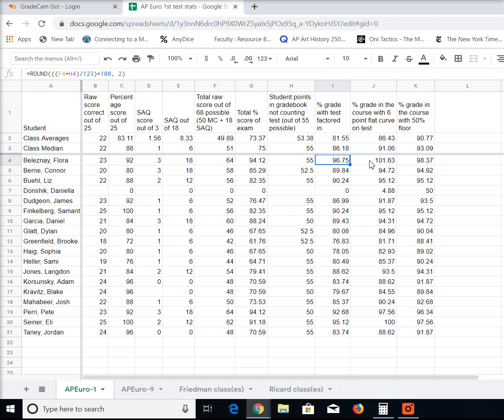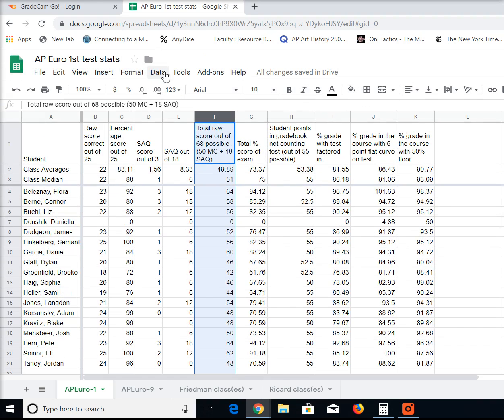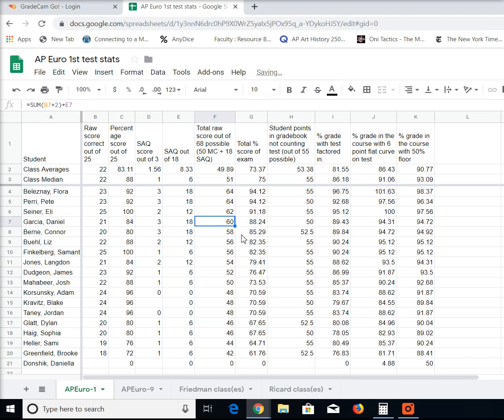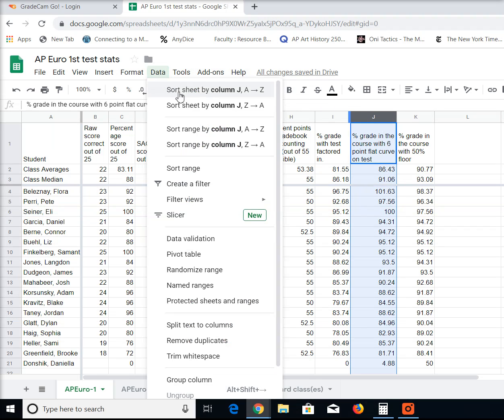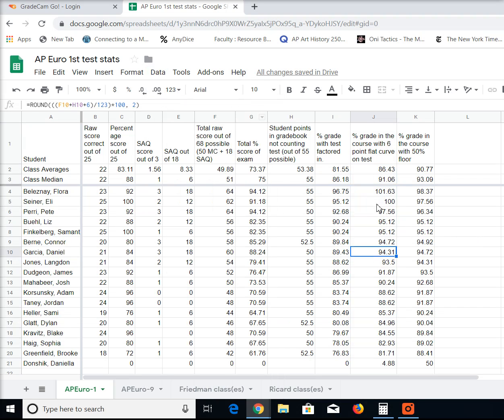And then what I did for us to look at is this column right here, this J column. I included a 6 point flat curve. So as you can see from the scores of the test right here, if I sort these according to that score, like this, I had 2 students that got 64 out of 68, and the third student got a 62 out of 68. So I just said, okay, if I give them a 6 point curve to make Eli here the 100% test, what would that do to my scores overall? And sorting it like that gives me this breakdown of their GPAs after that 6 point flat curve.